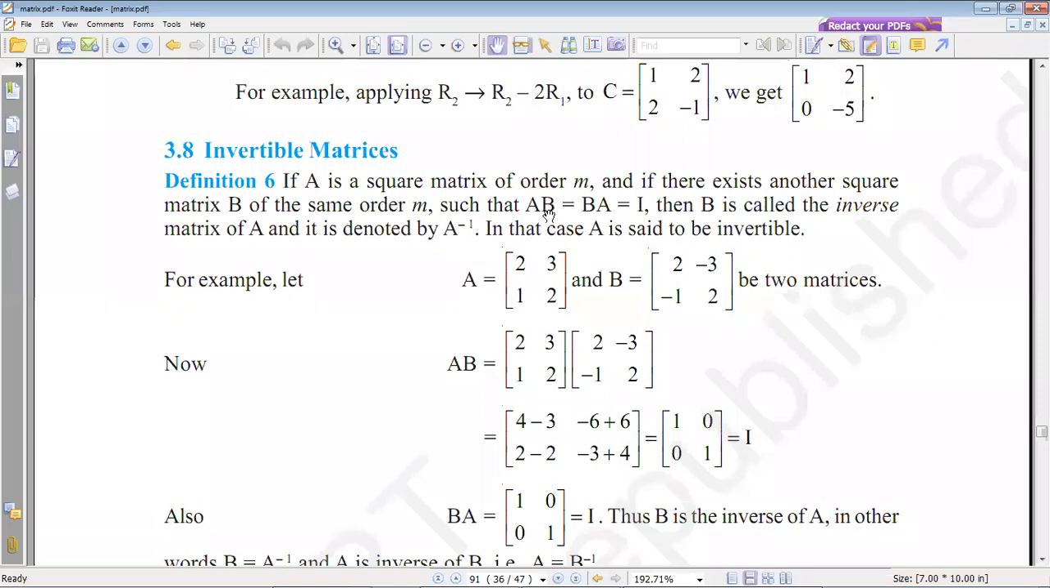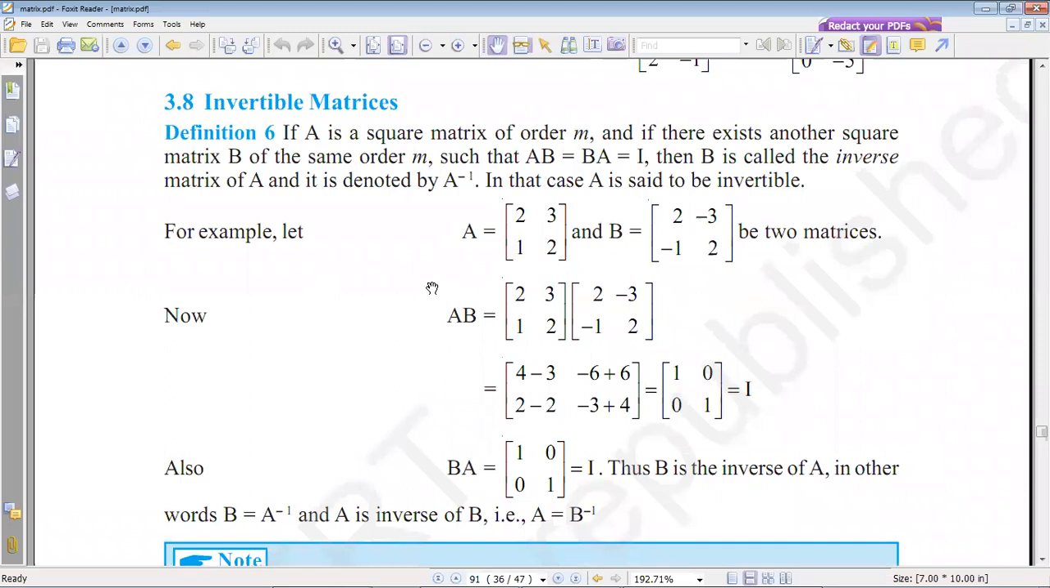At the same time, listen. Here B is called the inverse of A. At the same time, you can also say that A is the inverse of B. In that case, A is said to be invertible. Invertible means the inverse of the matrix exists. If the inverse of any matrix exists, then the matrix is called an invertible matrix.